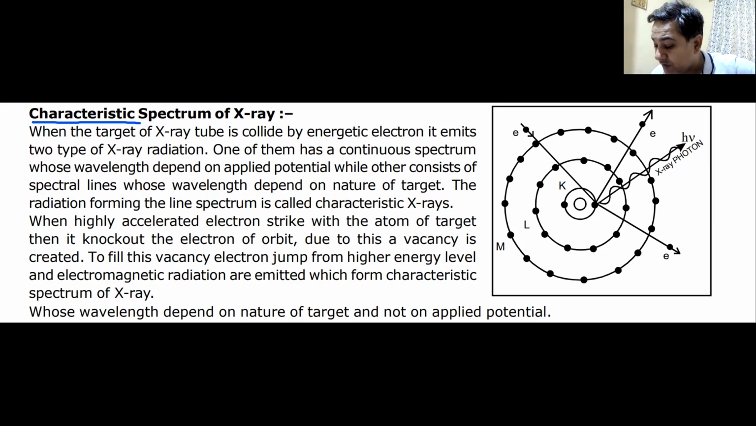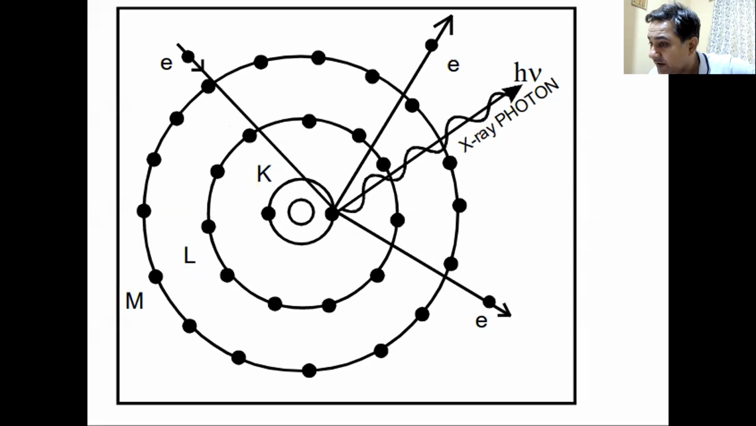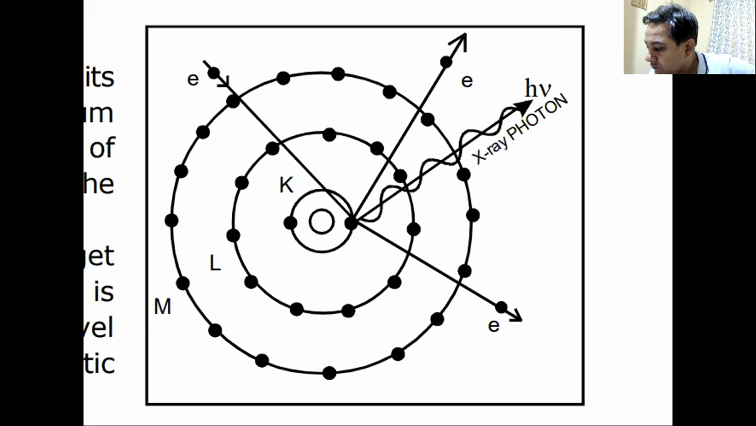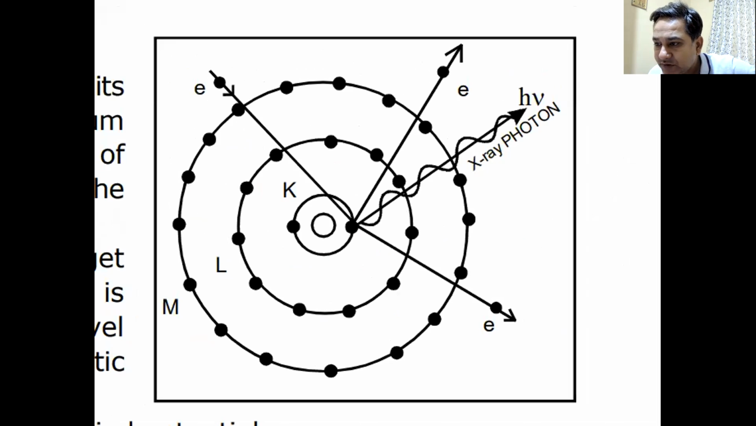To understand this, I'm going to show you this diagram on a bigger scale, and then you will draw this diagram and try to make sense of what is happening here and how these characteristic X-rays are produced. I should make it larger so that you can see it on your screens. I hope it is now more visible to you, the entire diagram. Yes or no?